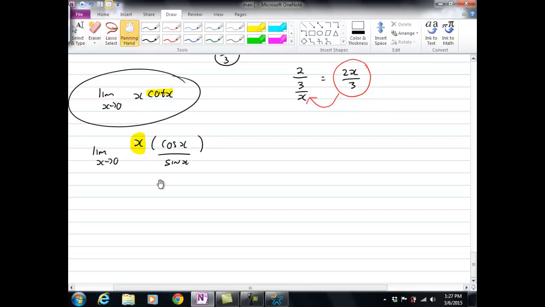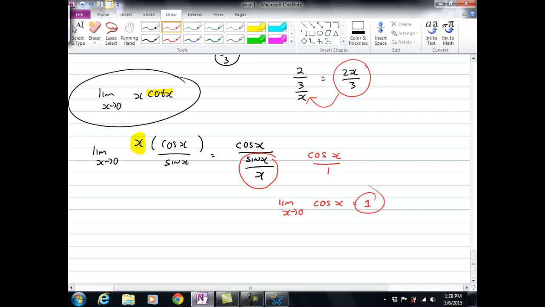So figure out, that's your hint. I can rewrite this as cos x over sine x over x. Agree? And look at this. Hey, there's a little trick again. Sine x over x is really just 1. So this becomes cos x over 1. And the limit, as x approaches 0, of cos x, really cos of 0 is 1. Ta-da!